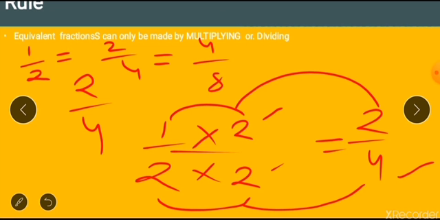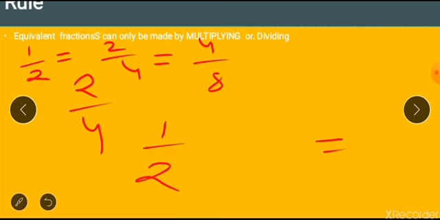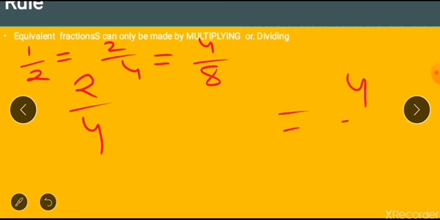So equivalent fractions can be made by multiplying or dividing. In the same way, if I am taking here 2 by 4 and I want the next equivalent number, that is 4 upon 8, how can I get 4 upon 8? Students, again I have to multiply and divide so that I can get 4 by 8.